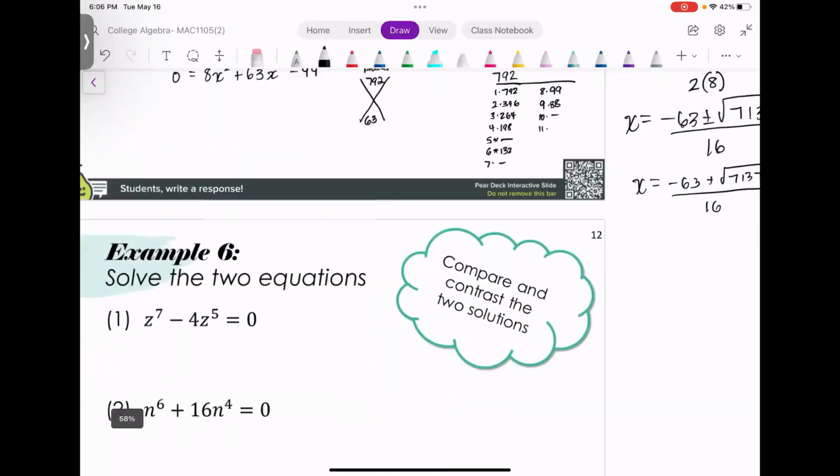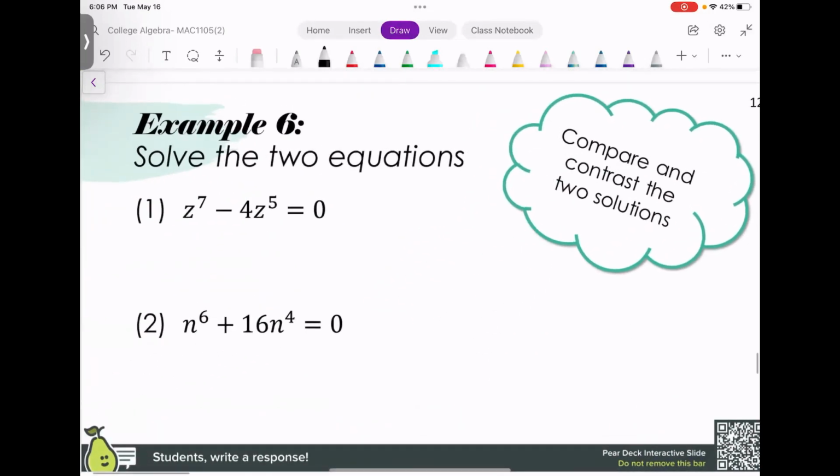When I see problems like this, I immediately notice there's exponents. These are polynomial equations. So we want standard form and factoring as the strategy. So I look at this, and there's an even number of terms on the left side of the equal sign. It's already in standard form because 0 is all by itself.